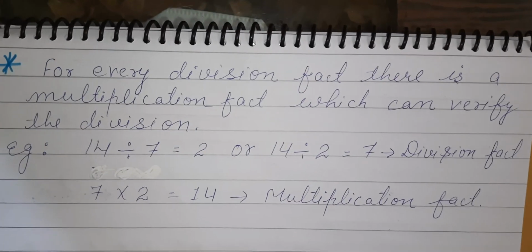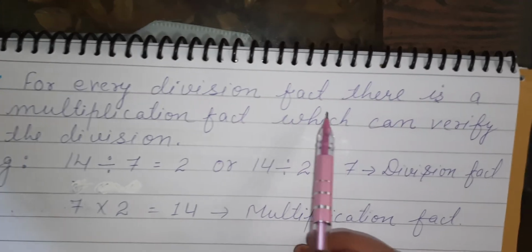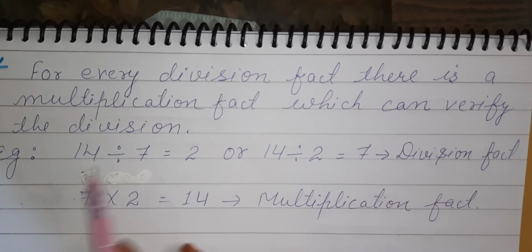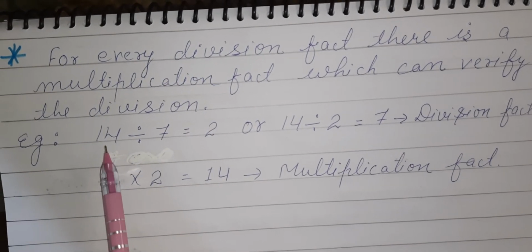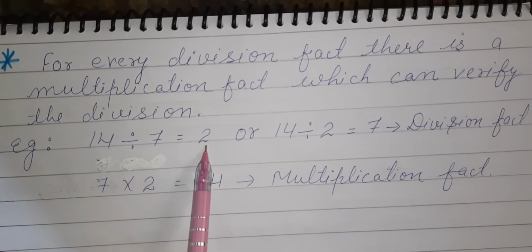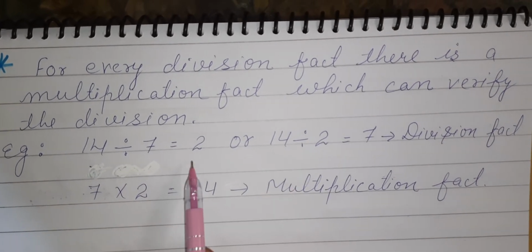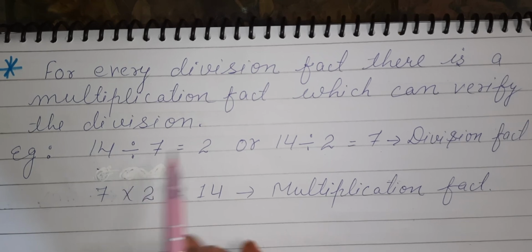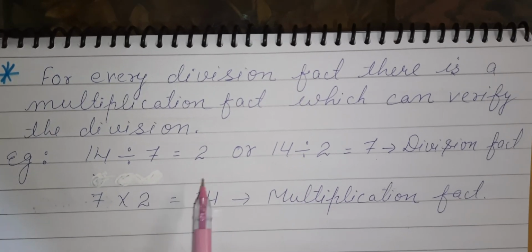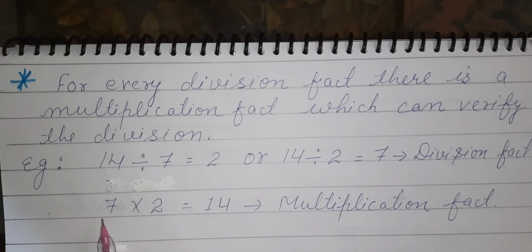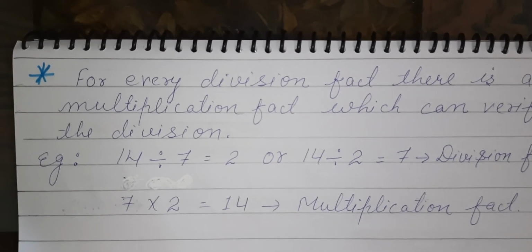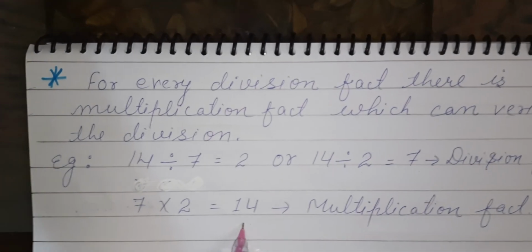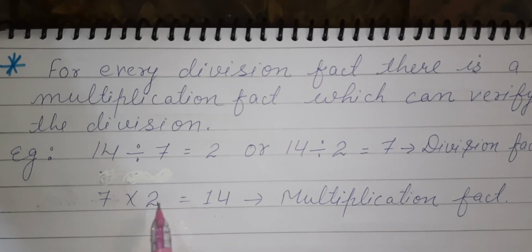Now last one. For every division fact, there is a multiplication fact which can verify the division. See here, 14 divided by 7, answer is 2. Or 14 divided by 2, answer is 7. These are division facts. Now multiplication fact, 7 multiplied by 2, 14. It is a multiplication fact. Okay, in this way we can check our answer.